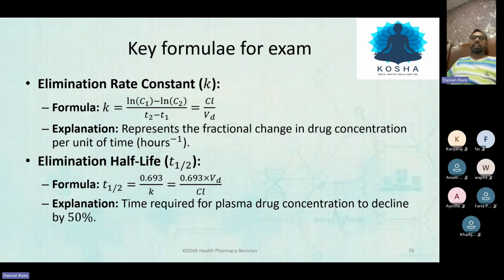These are the formulas which are clinically really important. Like we have to calculate the elimination rate constant. Sometimes we have to calculate the half life of the drugs as well. So these are the formulas for elimination rate constant and elimination half life, and these are very important for exams as well.